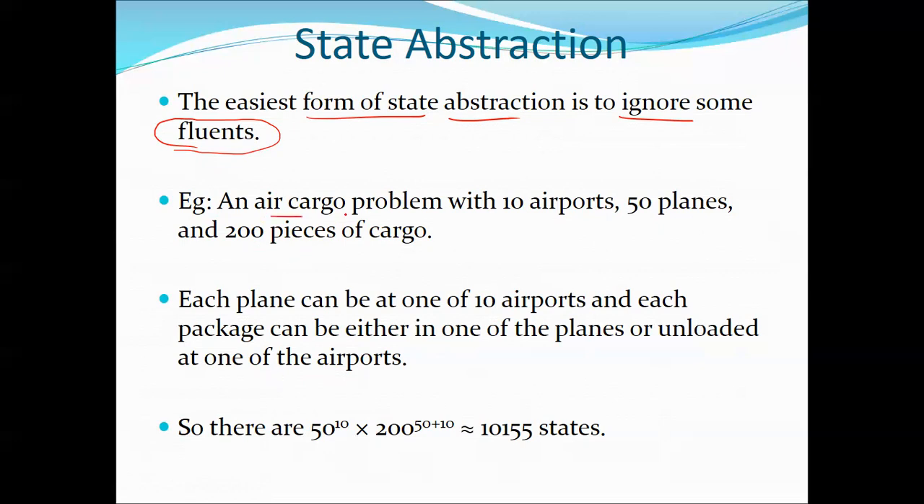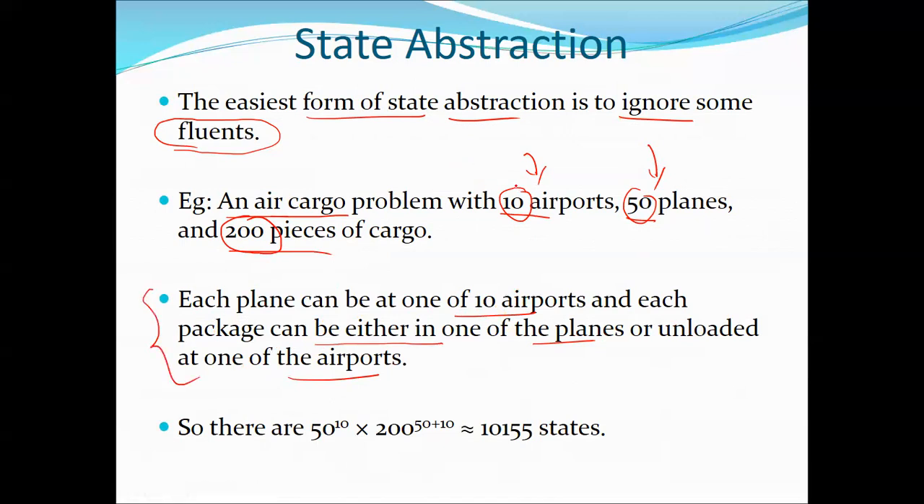Let us consider this example: an air cargo problem with 10 airports, 50 planes, and 200 pieces of cargo. So this is an air cargo problem. These 50 planes can be in any one of these 10 airports, and these 200 pieces of cargo can be at any of these airports or on any of these planes. So each plane can be at any of the 10 airports, and each package can be either in one of the planes or unloaded in one of the airports. Okay. So this is the scenario we want to represent.